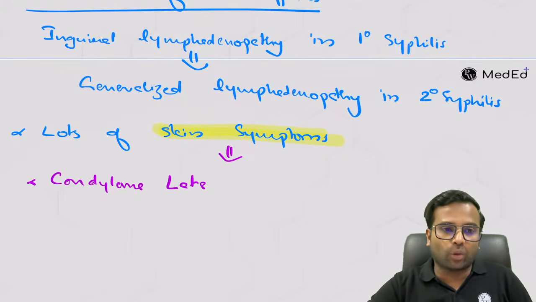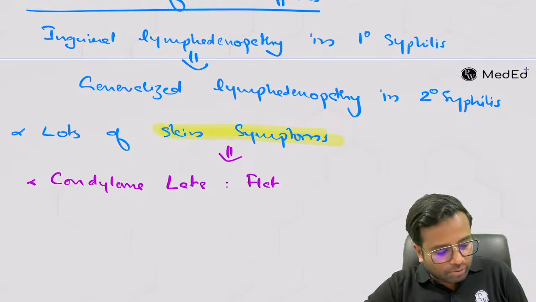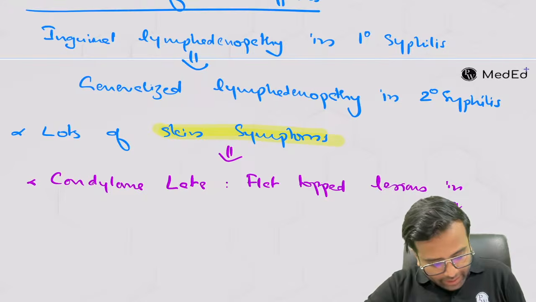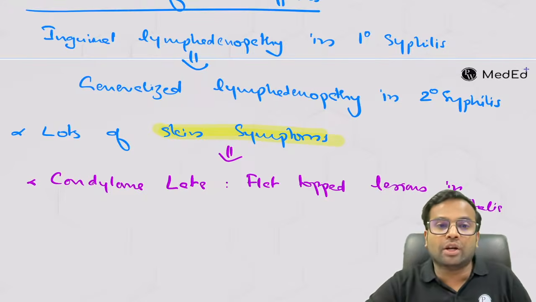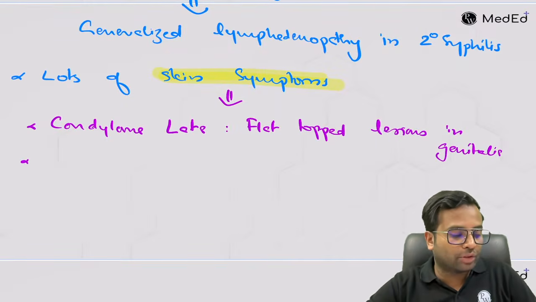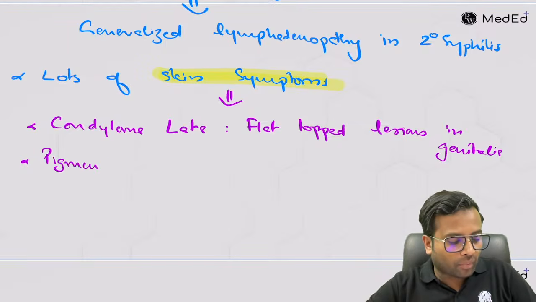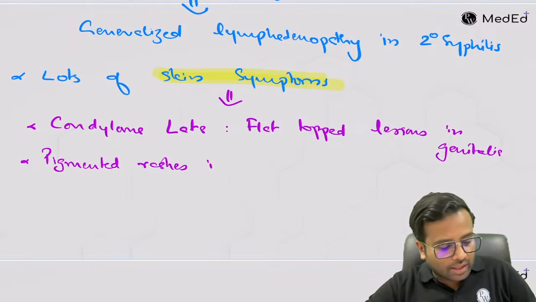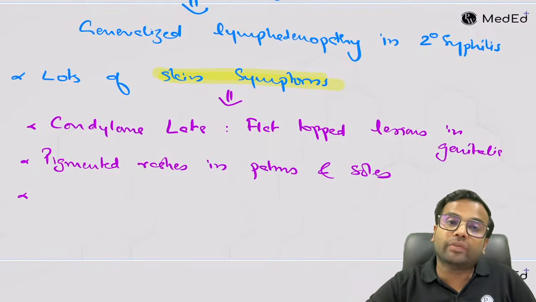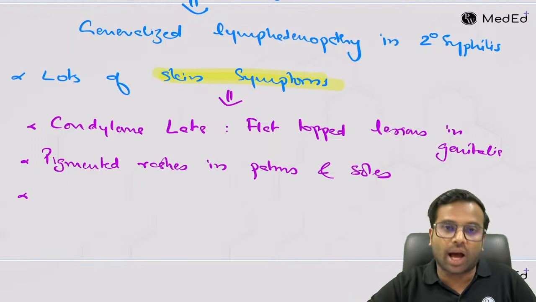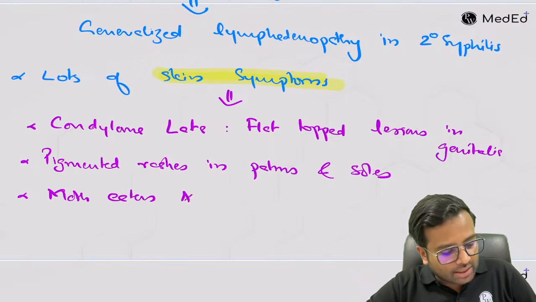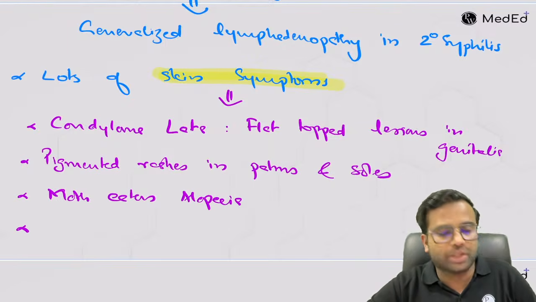What is the meaning of Condyloma lata? It means there are some flat topped lesions in the genitalia. Along with Condyloma lata, the patient will have pigmented rashes in the palms and soles. The patient will also have some kind of hair loss, alopecia. What is this alopecia called? There will be a moth-eaten alopecia.